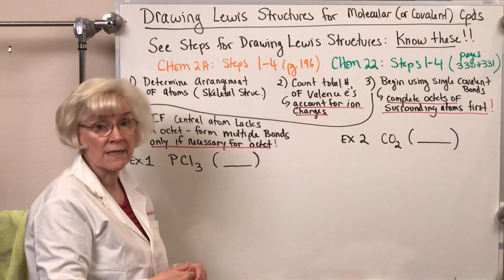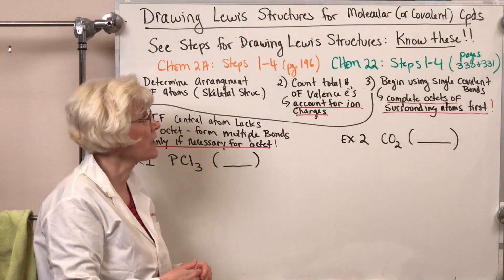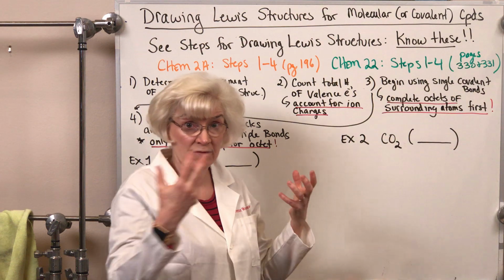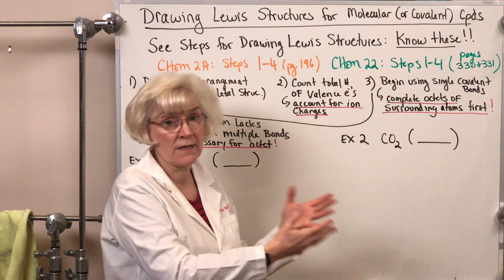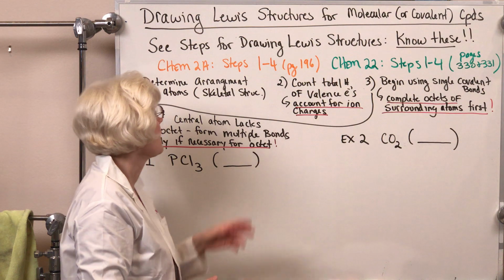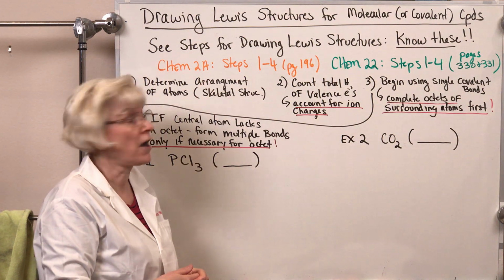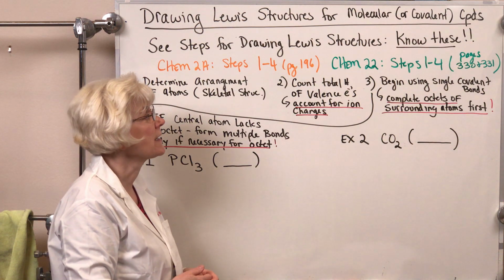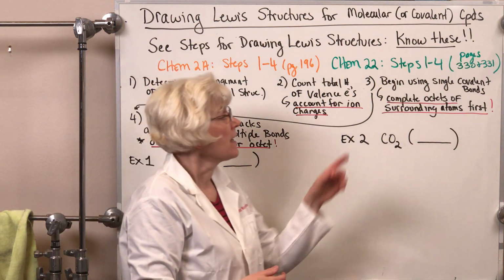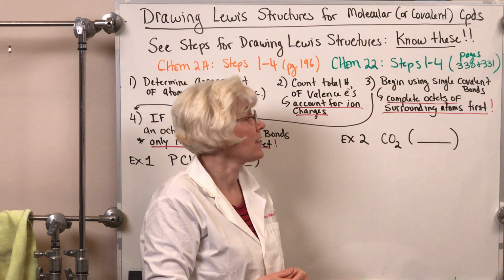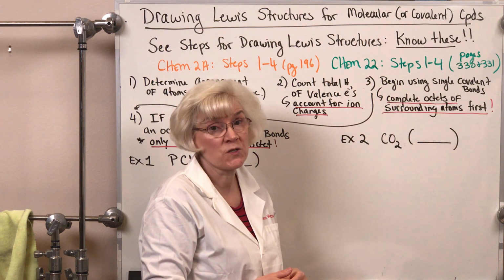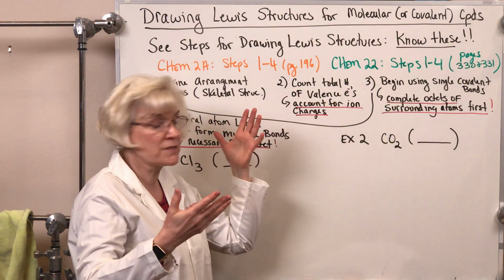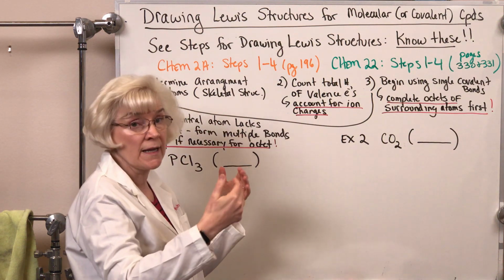Your textbook lists steps for drawing Lewis dot structures. You need to know these. The way it works is that you just have to use them. You know them by using them for the examples that you will be given. In Chem 2A, the steps are found on page 196, steps 1 through 4. In Chem 22, steps 1 through 4 are found on page 330 and page 331. Now you can open up your textbook, you can read those steps, and you should certainly spend time.